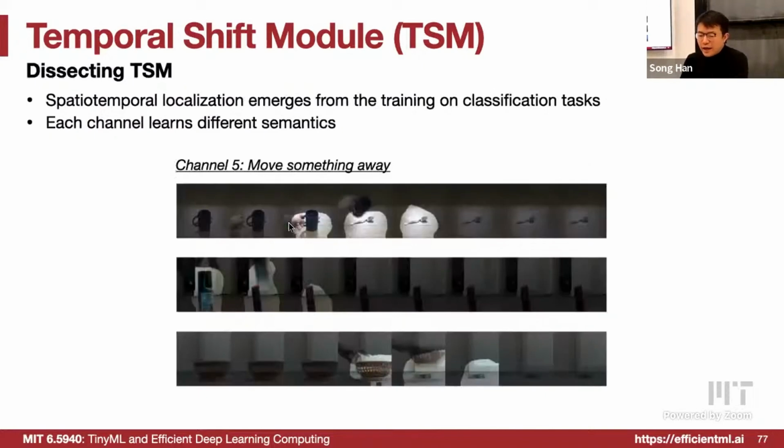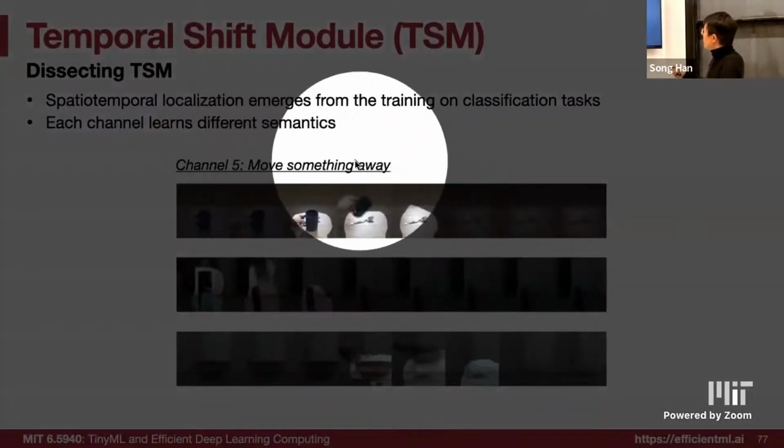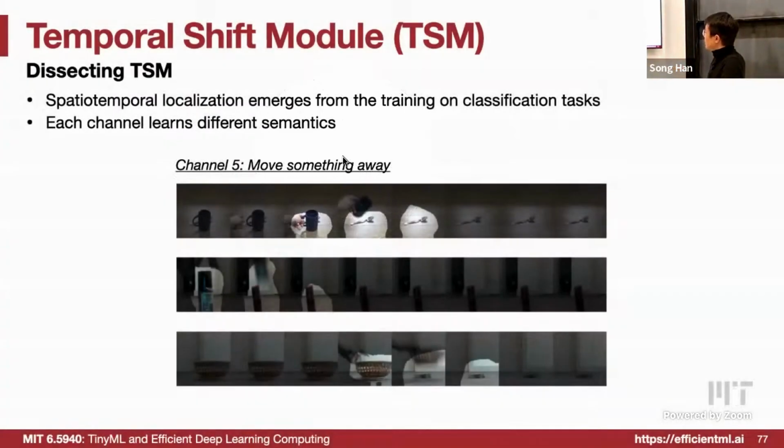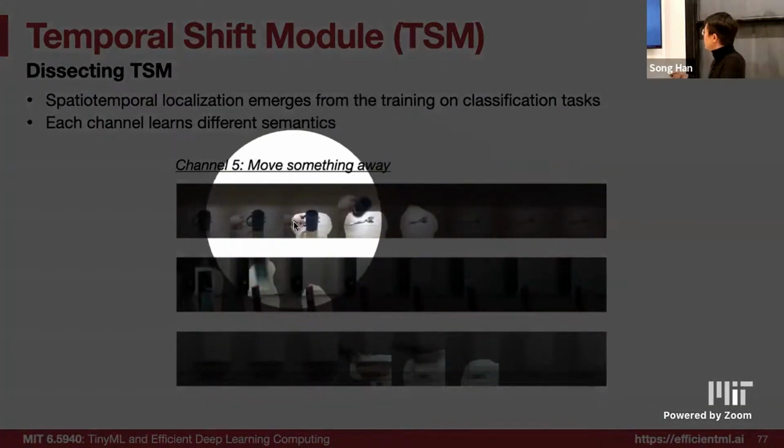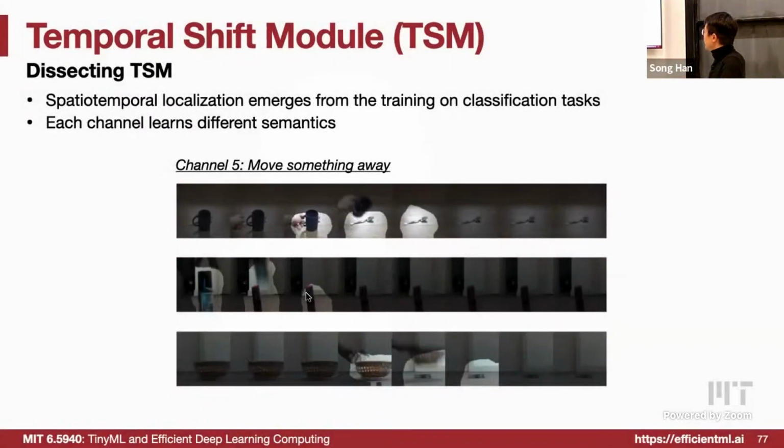We can also dissect TSM to localize and understand what is happening. For example, channel 5 is understanding moving something away. So here we are highlighting the spatial and temporal pixels to understand why the TSM model is thinking that we are moving something away. So these are the highlighted spatial and temporal information. There's a cup, now we move it away. There's something, now we move it away. There's a basket, and then we move it away.